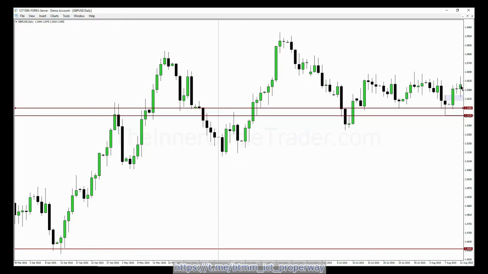So on this day here, we trade down into it on the 12th of August 2015. Trade right down into the body of that down candle, which is a bullish order block. Now that's bullish on a daily. So let's take a look at an hourly chart at that same time on August 12th.